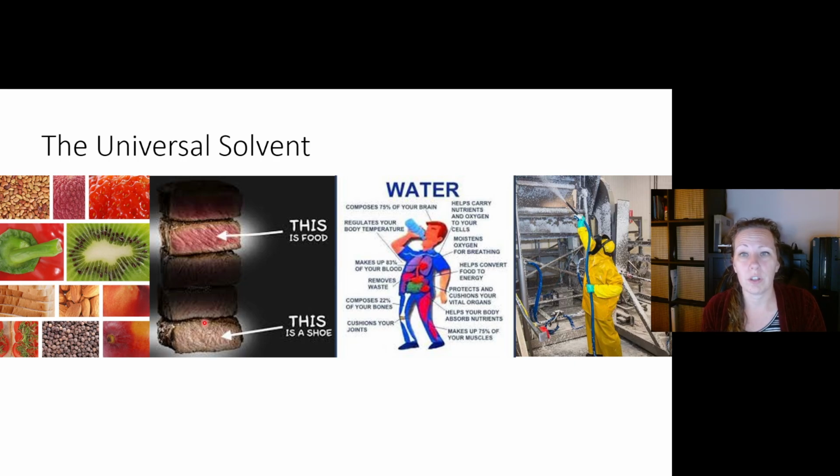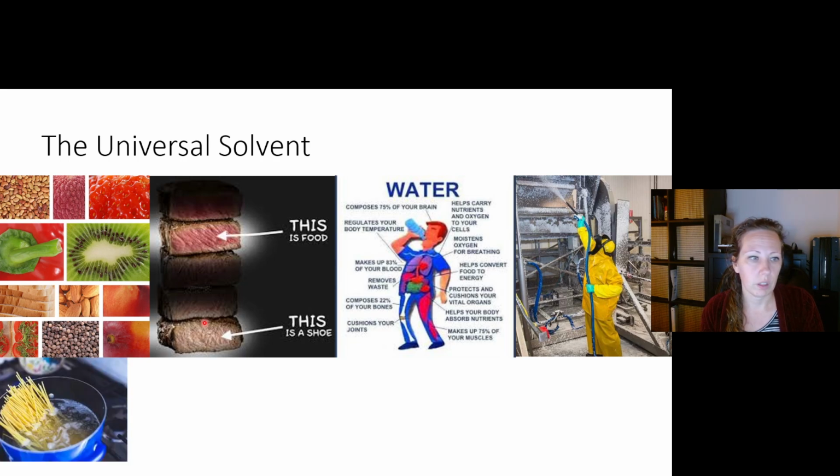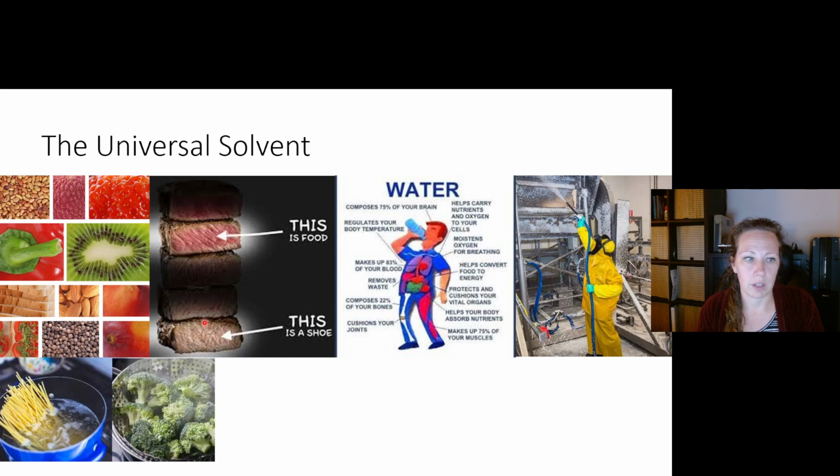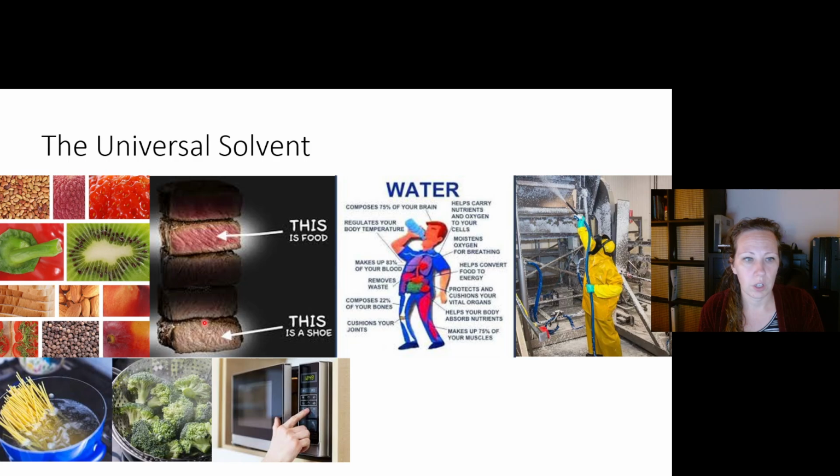So as a solvent, the nutrients will be dissolved in the water and then pass through the small intestine into the bloodstream. And it makes up 75% of your muscles. We absolutely need it for cooking, whether it is boiling things or steaming them. We use water to cook.